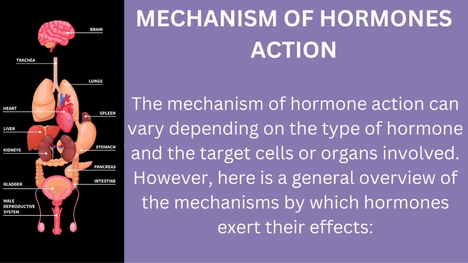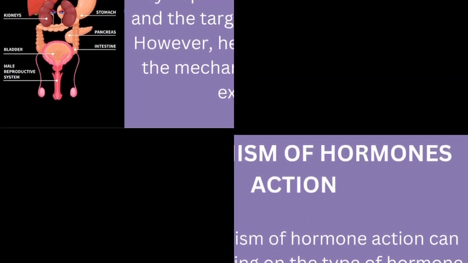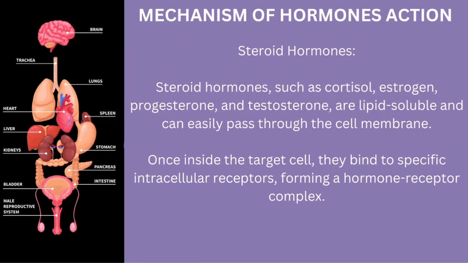Next is the mechanisms of hormones action. The mechanism of hormone action can vary depending on the type of hormone and the target cells or organs involved. However, here's a general overview of the mechanisms by which hormones exert their effects. First is steroid hormones. Steroid hormones, such as cortisol, estrogen, progesterone, and testosterone, are lipid-soluble and can easily pass through the cell membrane. Once inside the target cell, they bind to specific intracellular receptors, forming a hormone receptor complex.